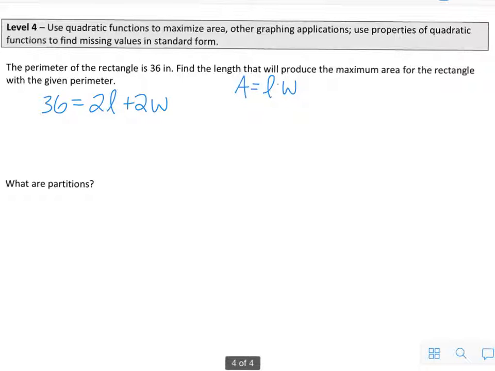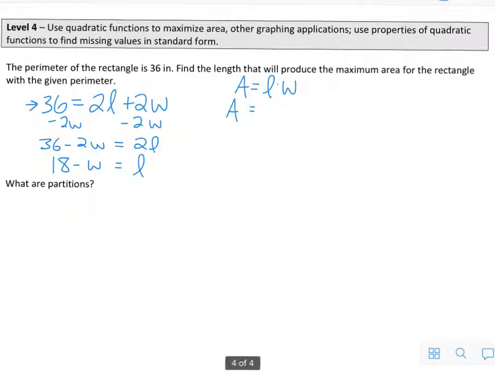So what I can do is solve this equation here for one of my variables and plug it in like I would with a system. So let's solve for L. I'm going to subtract 2w from both sides. 36 minus 2w equals 2L, and then I can divide everything by 2, so I get L equals 18 minus W. Then I can plug this into my formula.